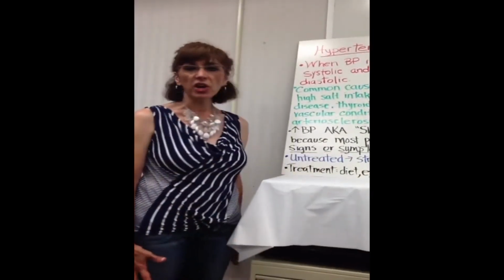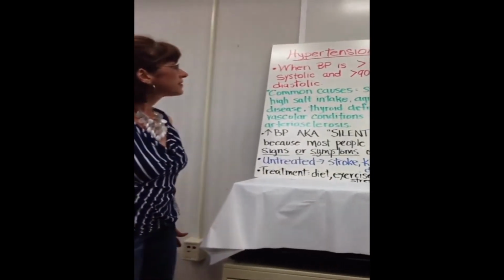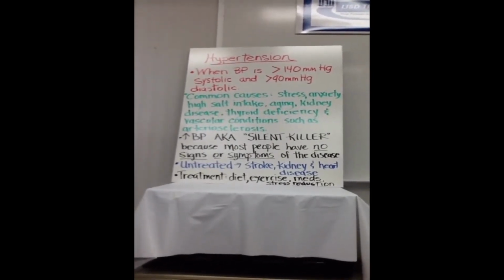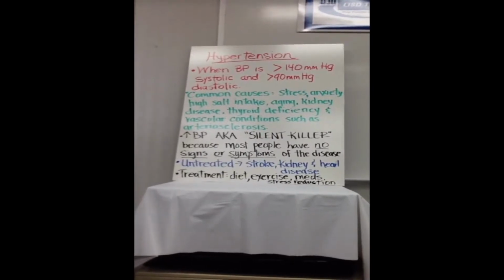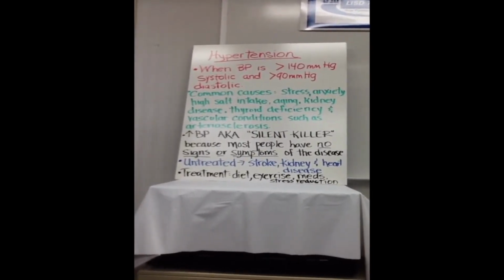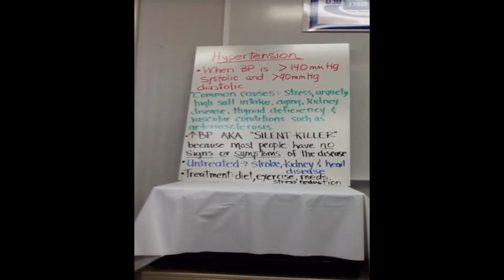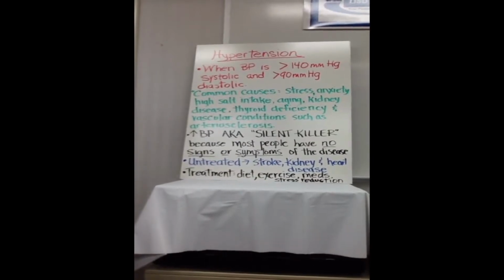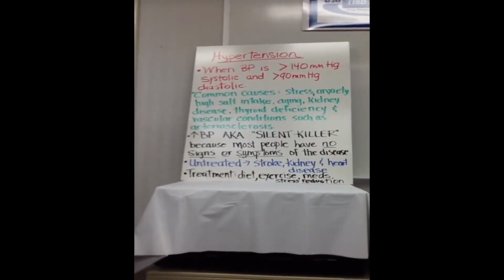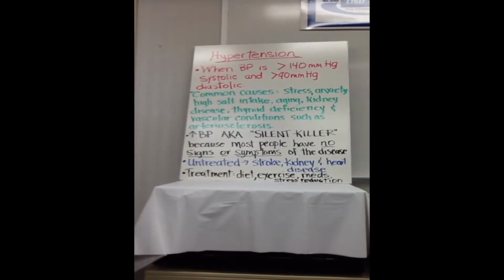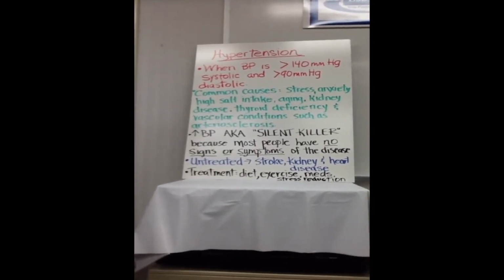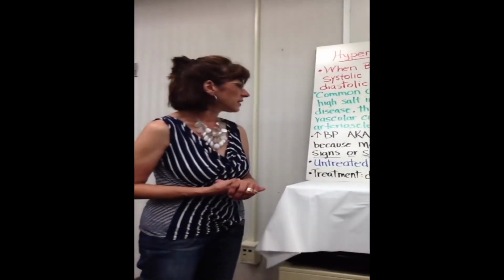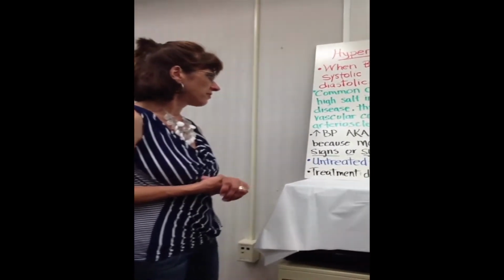Okay. Now we're going to talk about hypertension. This is when blood pressure is greater than 140 millimeters of mercury for the top reading or the systolic reading, and greater than 90 millimeters of mercury for the bottom reading or the diastolic reading. Reasons that people get hypertension: stress, anxiety, high salt intake, the aging process, kidney disease, thyroid deficiency, and vascular conditions such as arterial sclerosis, where the veins and arteries become clogged and stiff.